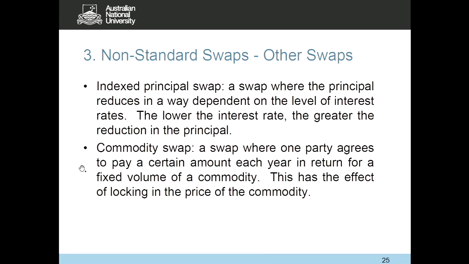And then we have the commodity swap, which is swapping the cash flow on certain commodities. For instance, you can swap the return on a fixed volume of coal for the return on the same quantity of iron ore. So that's used to hedge commodity risk exposure. That's the commodity swap.